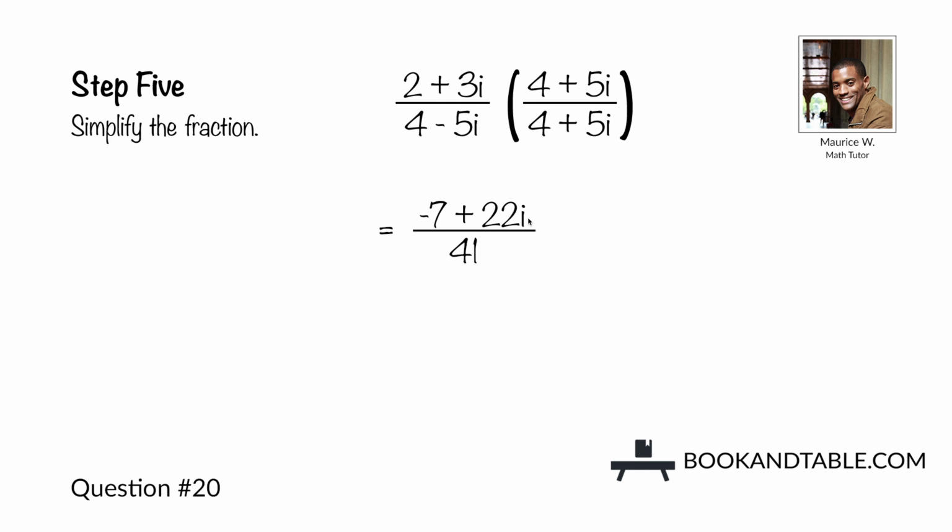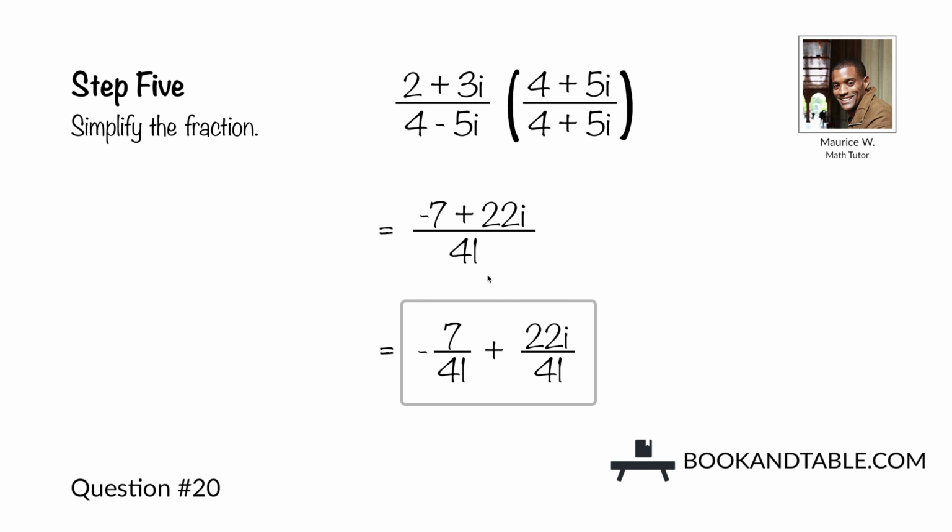And the last step is to simplify the fraction. So we first want to break it up into two fractions, our real number and imaginary number, which would be negative 7 over 41 plus 22i over 41. And since neither of these fractions can be simplified further, this would be our final answer for question number 20. Negative 7 over 41 plus 22i over 41. So that's the answer for question number 20.